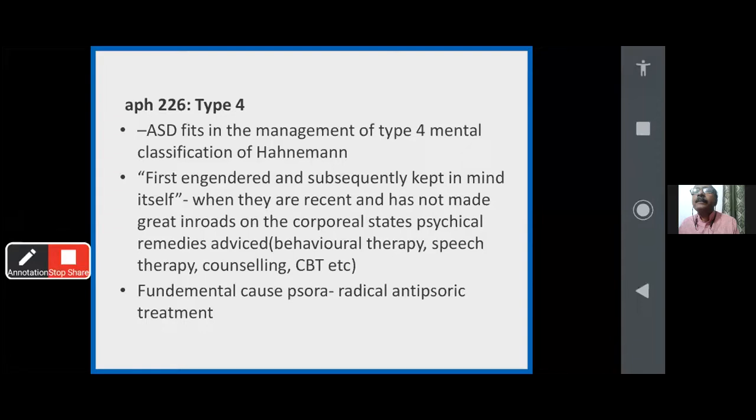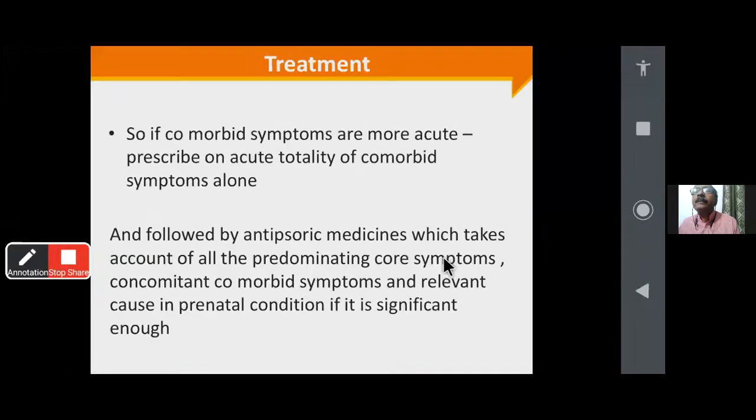So now we have the totality of the cause, the core symptoms, and the concomitant comorbid symptoms. If it's an acute case, you should give non-antipsoric medicines, and after that you should give antipsoric medicines. That's the methodology and approach in autism. So if there is a comorbid symptom or acute, you make a totality of the comorbid symptoms alone, followed by antipsoric medicines.